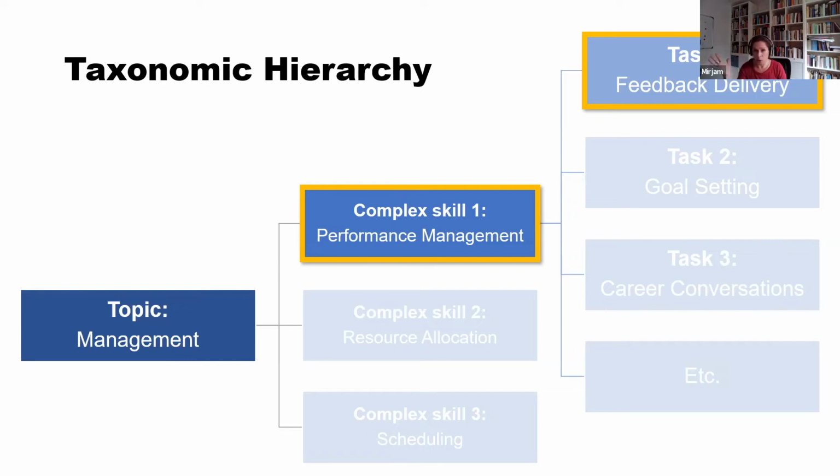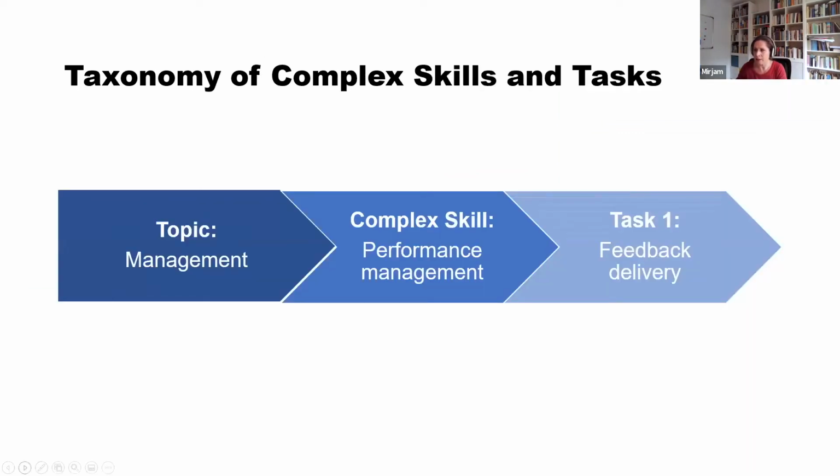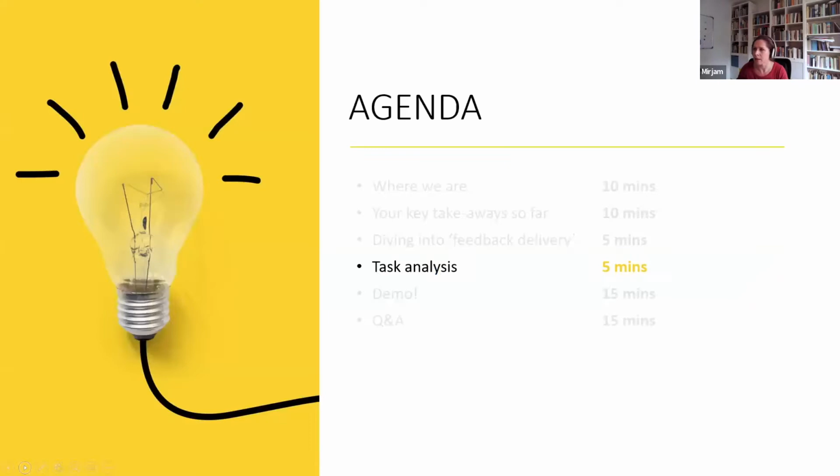So we're confident enough that we understand what our problem is and also what the root cause is. And now we're going to convert that problem in our minds as an overarching topic, which is then management. And the complex skill is then performance management. And then the complex skill consists of various tasks, and we're only going to focus on one, which is the feedback delivery. So in order to understand what feedback delivery is as a task, what it means as a task, we need to conduct a task analysis.